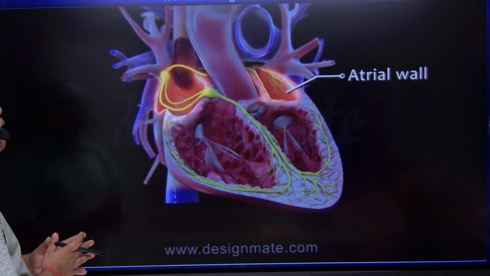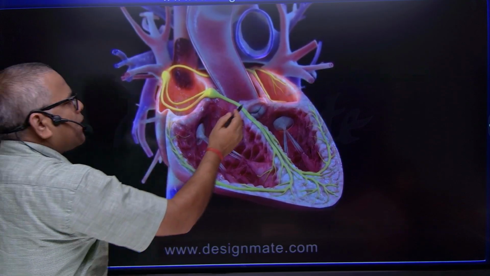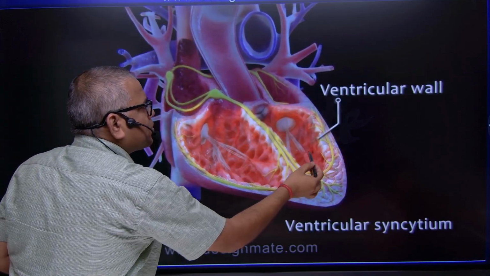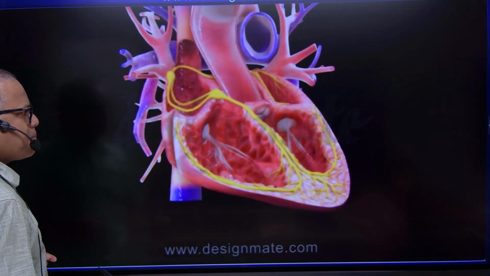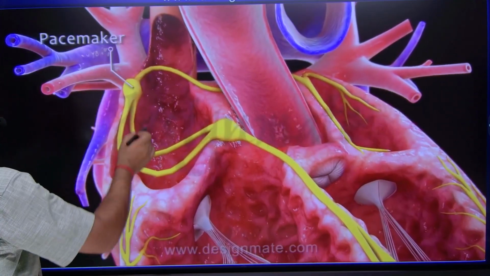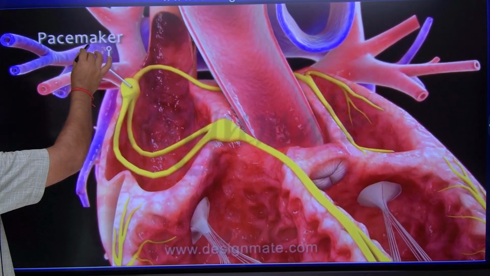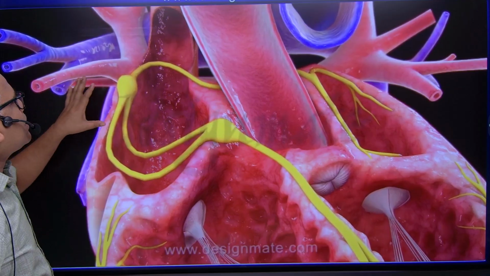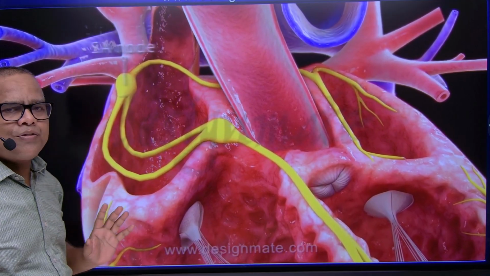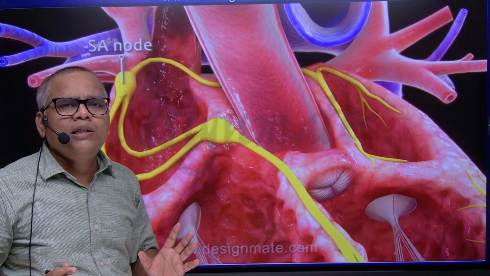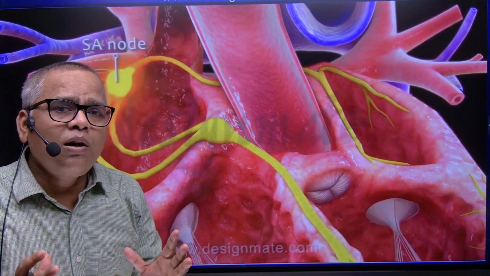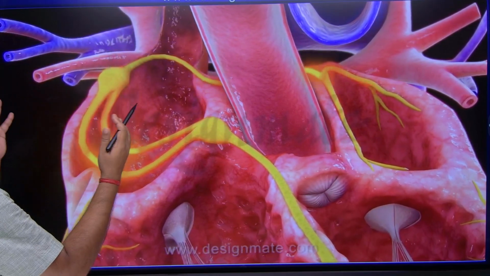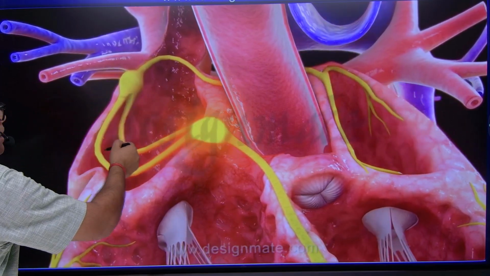So if we come to this part, here we can find there are some of the fibers in the atrial wall, and some of these fibers in the ventricular wall. Overall, this impulse is generated by the pacemaker, but pacemaker is the common name. Its scientific term is the SA node. SA node stands for sinoatrial node. This SA node is present in the wall of the right atrium. It is a group of special muscle fibers, and these can generate impulses.